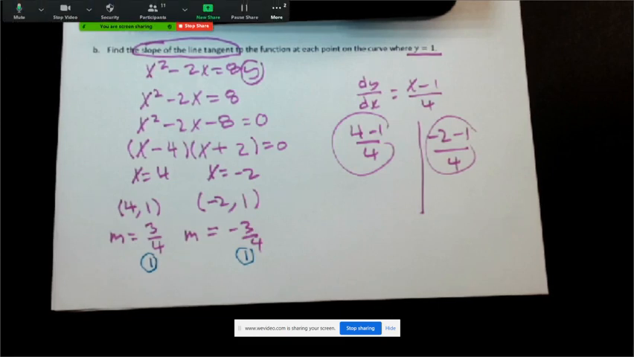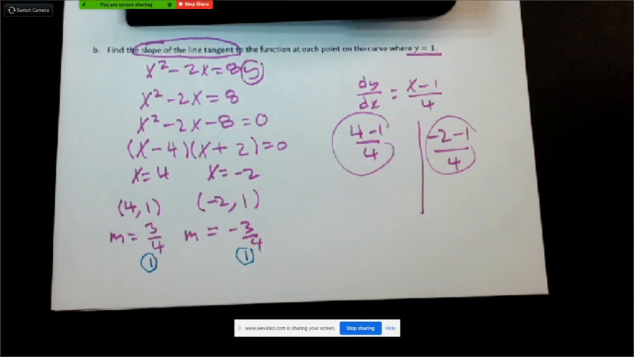I wonder if WeVideo can allow me to pause. I don't see it.